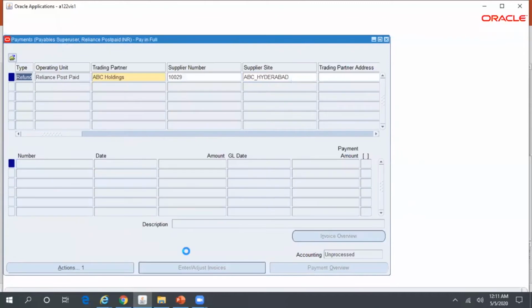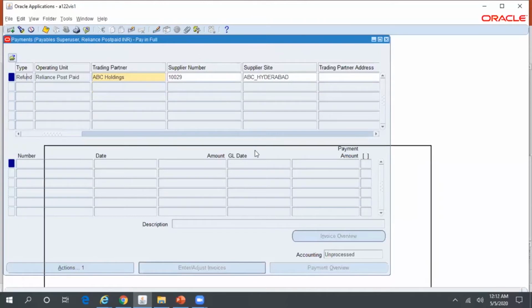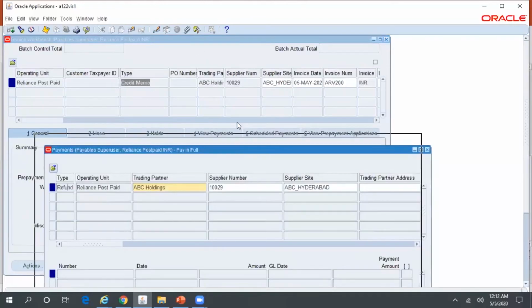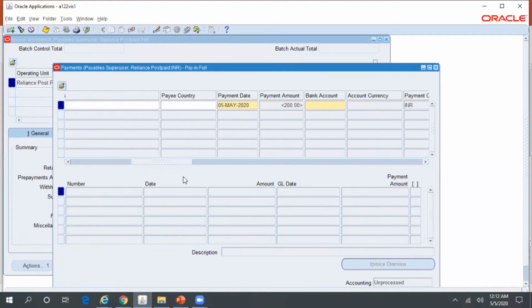the payment screen will be opened, and in the payment screen you can see the type is automatically defaulted to refund, and you cannot change it. The reason it has defaulted to refund is because you have selected a credit memo. So this is the screen wherein you are recording the refund received from the vendor. Take an example, a refund is received from the vendor in the form of a check. Then you need to select the bank account where you are depositing the check.